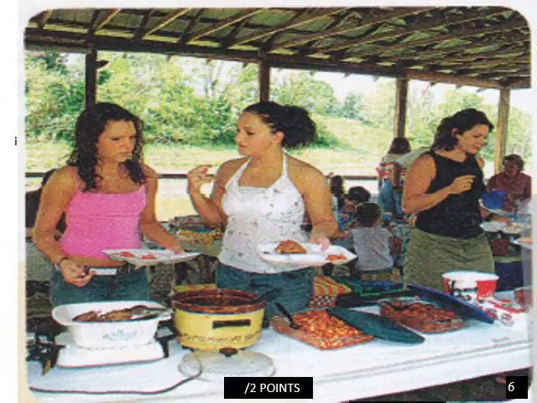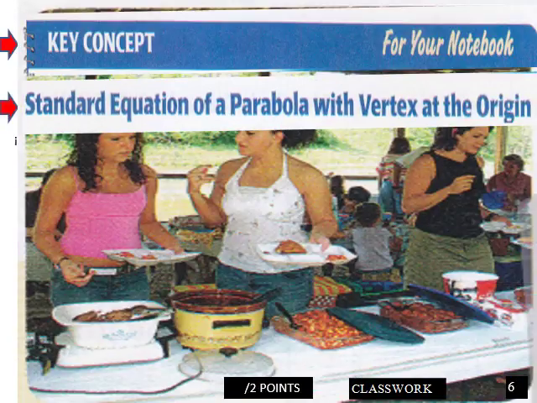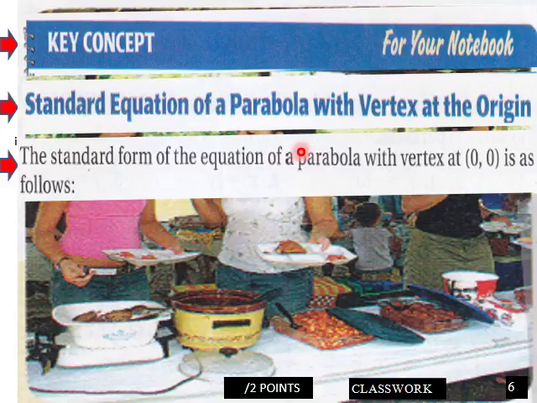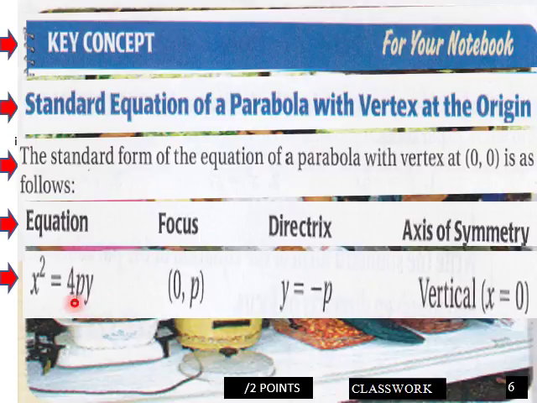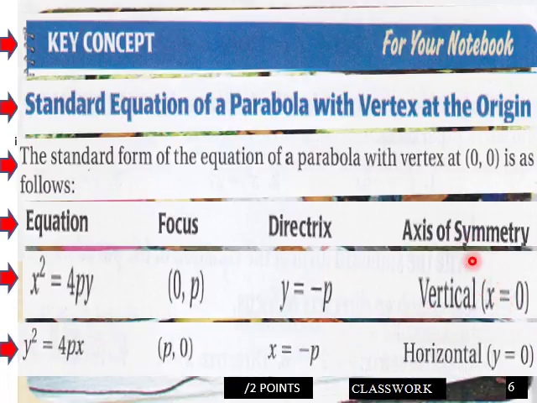This is really nice. Okay, key concepts: standard equation of a parabola with vertex at the origin. The standard form of the equation of a parabola at (0, 0) is as follows. So we have x squared equals 4py, the focus is (0, p), the directrix is y equals negative p, and the axis of symmetry is x equals 0. And then again, y squared equals 4px, (p, 0) is our focus, the directrix is x equals negative p, and the horizontal axis of symmetry is y equals 0. So it would be the x-axis, and this is the y-axis here.